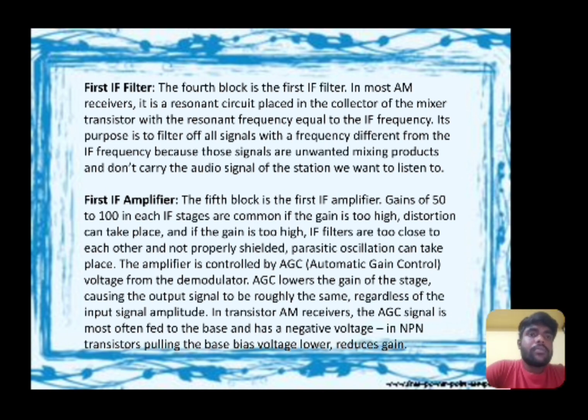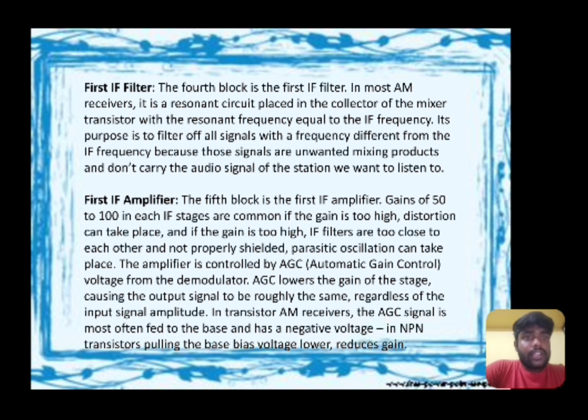It is the fifth block, the first IF amplifier. Gains of 50 to 100 in each IF stage are common. If the gain is too high, distortion can take place, and if the gain is too high and the IF filters are too close to each other and not properly shielded, parasitic oscillation can take place.